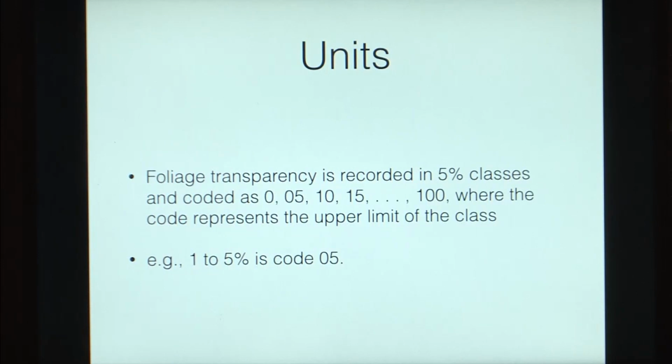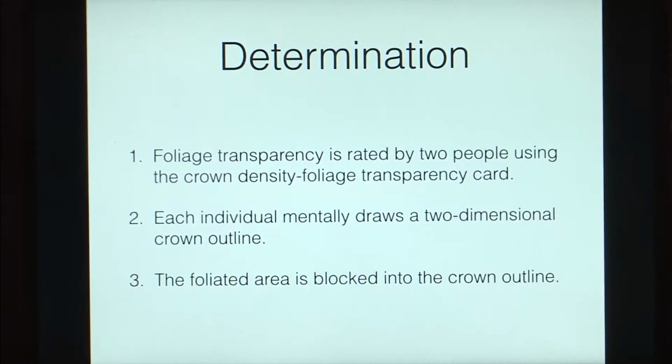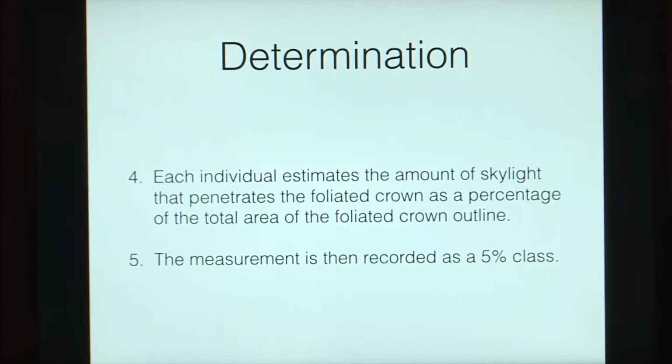So, how do we calculate foliage transparency? Here also we represent it in the form of 5% classes as we have seen before. And how do we determine it? We begin by having at least 2 people. So, it is rated by 2 people using the crown density foliage transparency card as we have seen before. Each individual mentally draws a 2-dimensional crown outline, and the foliated area is blocked into the crown outline. Next, each individual estimates the amount of skylight that penetrates the foliated crown as a percentage of the total area of the foliated crown outline, and then records it in a 5% class.